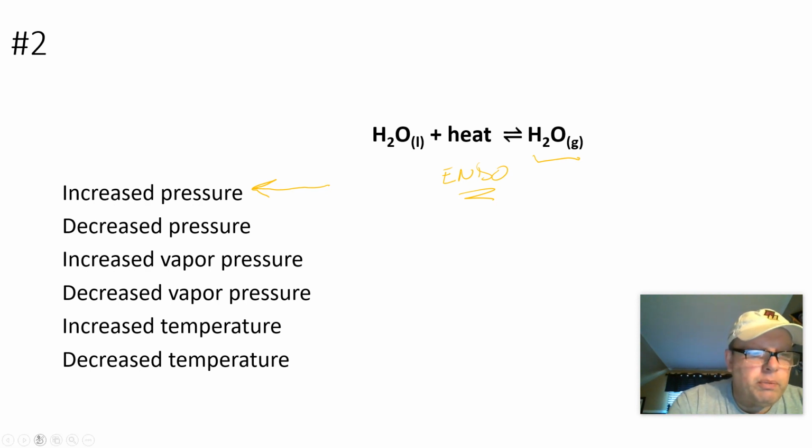If we decrease the pressure, so we take pressure off, it's going to have the opposite effect.